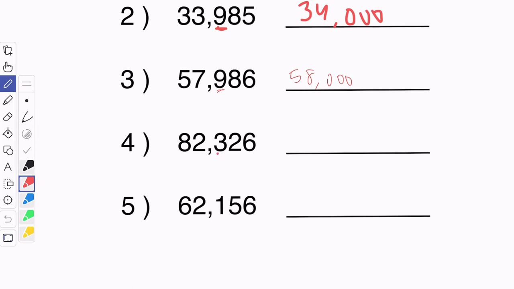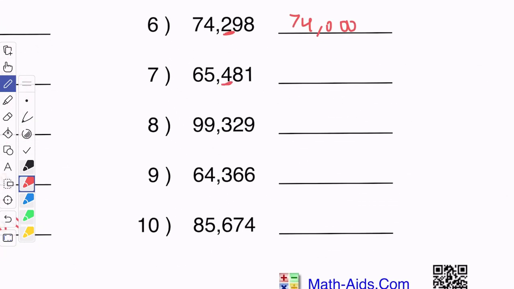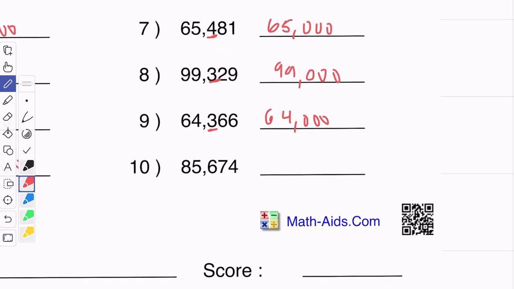We have a 3, so we're going to round down to 82,000. We have a 1, so we're going to round down to 62,000. We have a 2, so we're going to round down to 74,000. We have a 4, less than 5, we're going to round down to 65,000. We have a 3, less than 5, so we're going to round down to 99,000. We have a 3, less than 5, we're going to round down. Just change these two zeros. We have a 6, so we're going to change that 5 to a 6, and then zeros.